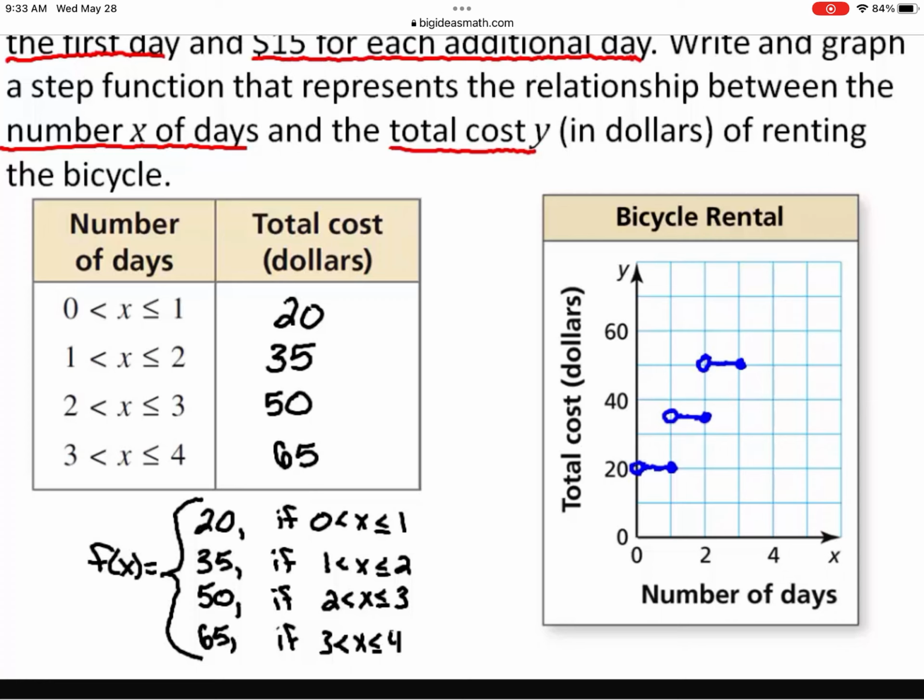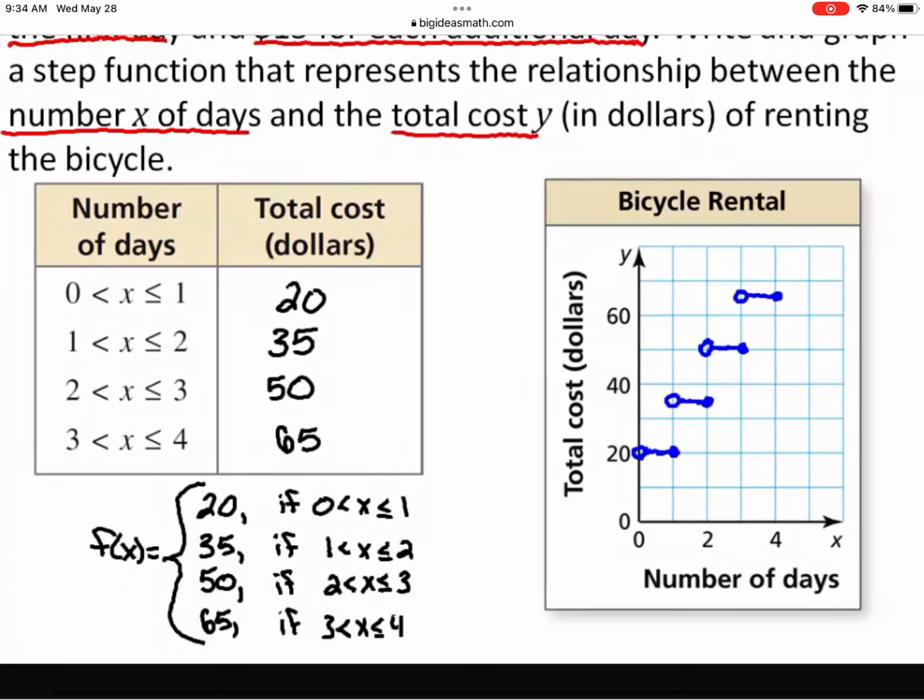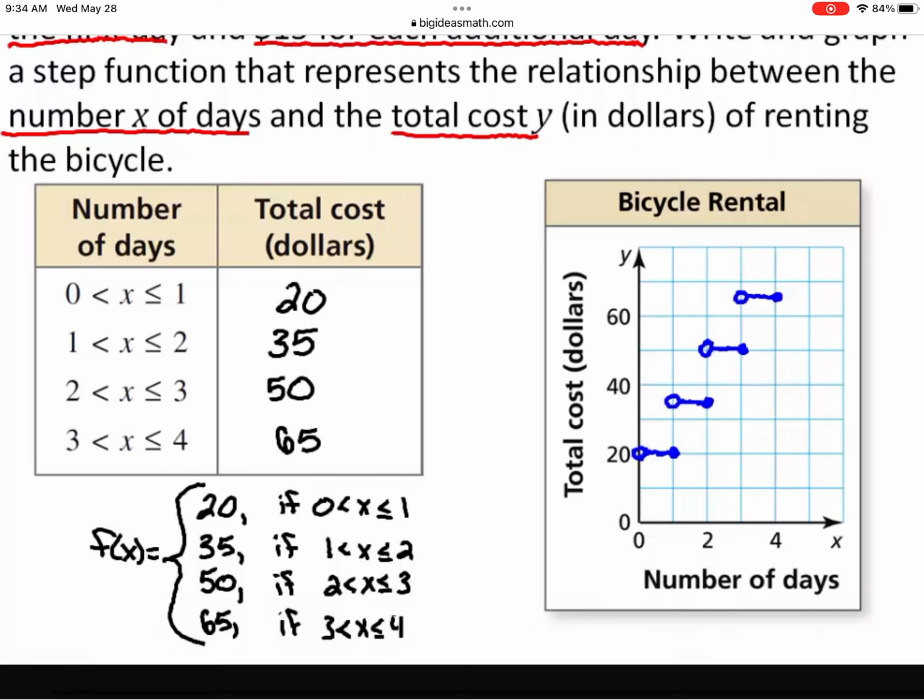Because x does not equal 3 in the fourth equation, draw an open circle at (3, 65). Then draw a line segment at y equals 65 for all values of x greater than 3 and less than or equal to 4. Because x equals 4 in the fourth equation, draw a closed circle at (4, 65).